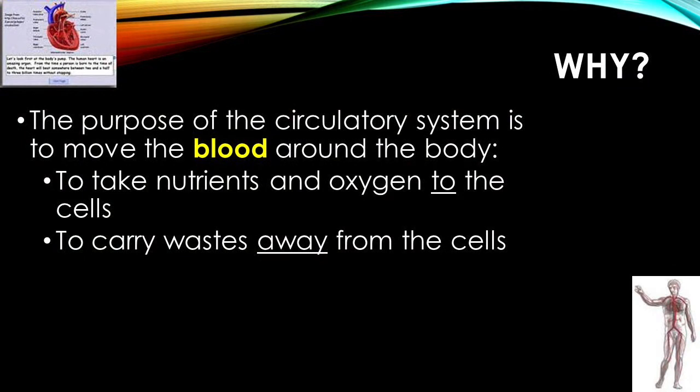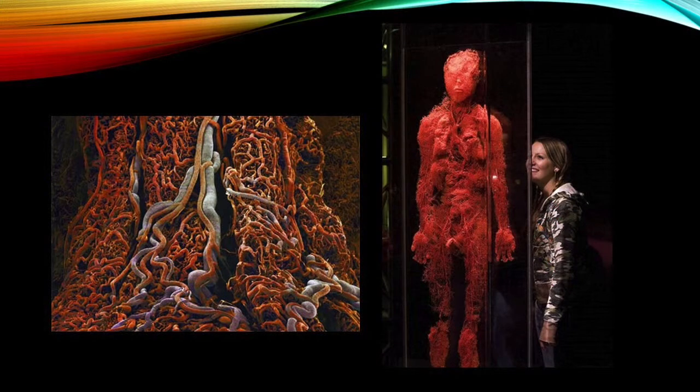So basically, the main purpose of the circulatory system is to move the blood around the body. It does this to take nutrients and oxygen to the cells and to also carry waste away from the cells. This is a really cool picture of what our circulatory system looks like. You can see all the arteries, the veins, and the capillaries.